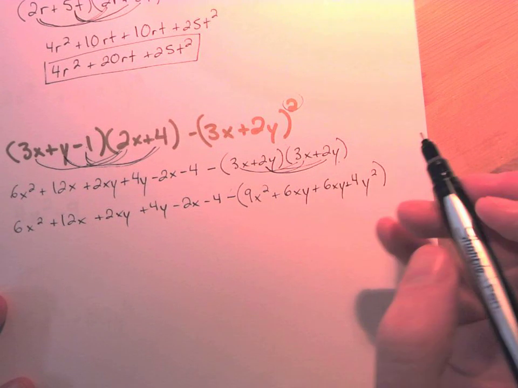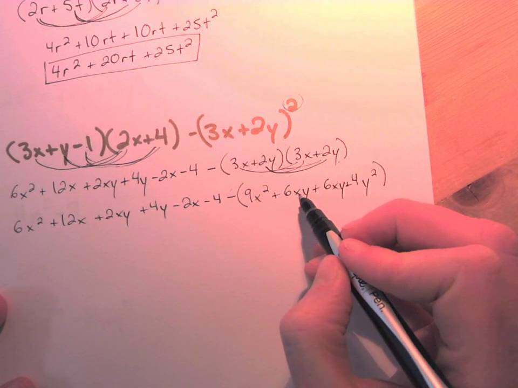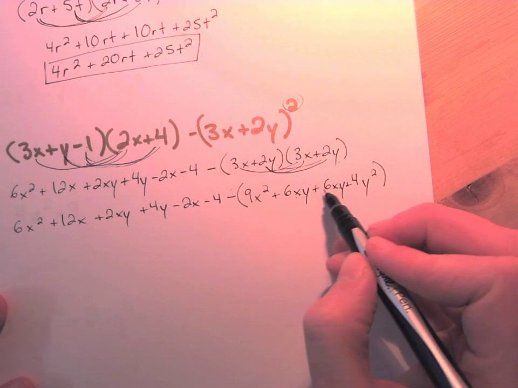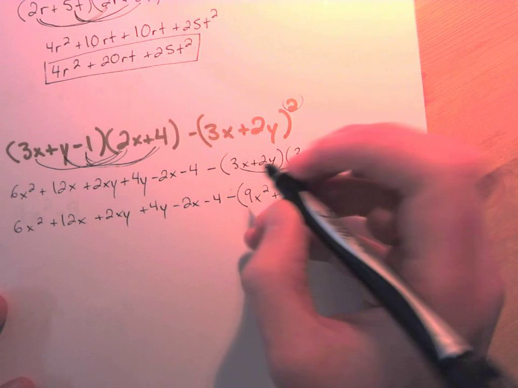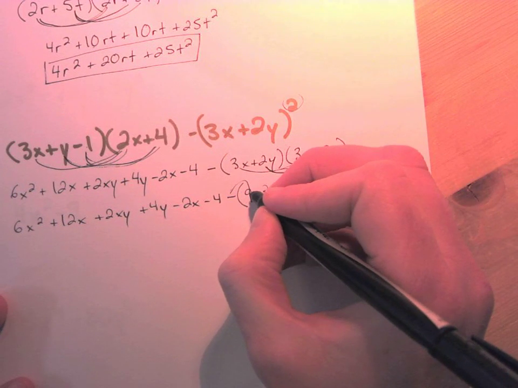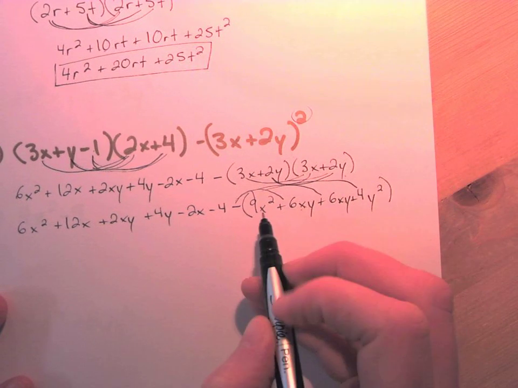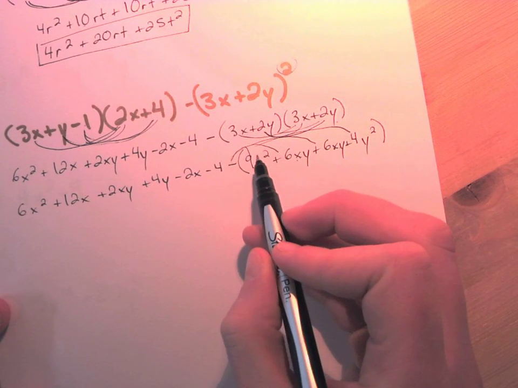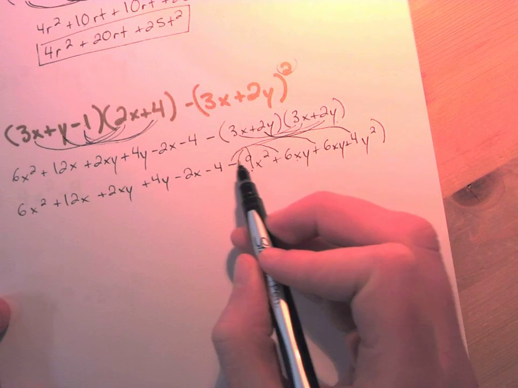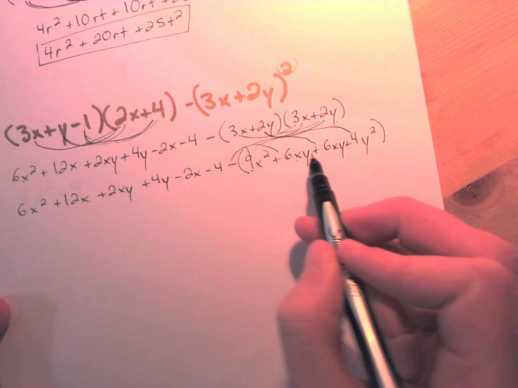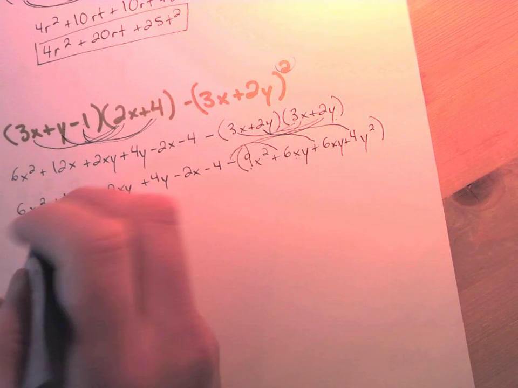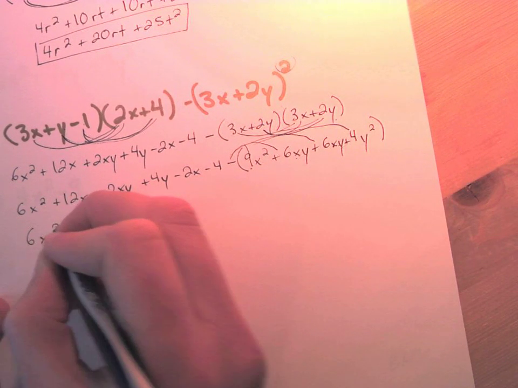So last step is this. You could either bring those two together, or you can distribute this negative sign to 1, 2, 3, 4, everything on the inside. So let's do that. Negative into the 9x squared, negative into the 6xy, negative into the 6xy, and negative to the 4y squared. So we're going to rewrite everything again.